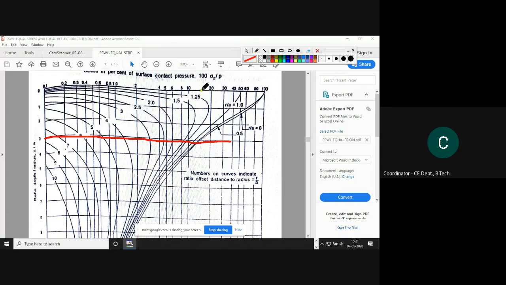Now the R by A for the second point from the left wheel is 0.75. See here, the second curve is 0.5 and the third curve is 1. 0.75 is not given, so we have to assume one curve in between these two curves. Suppose this is that curve. It will go and touch the Z by A equals 3 line at this point.